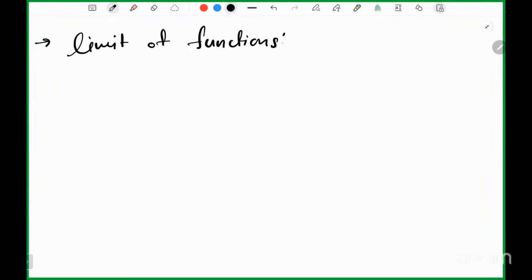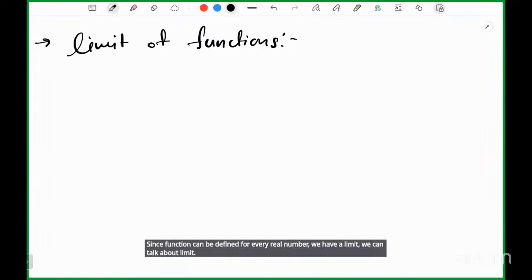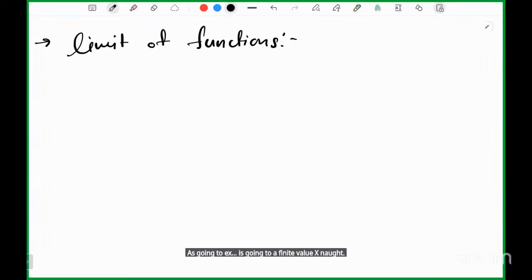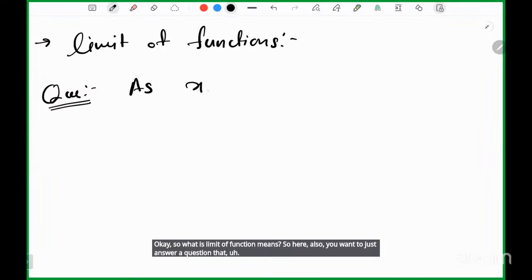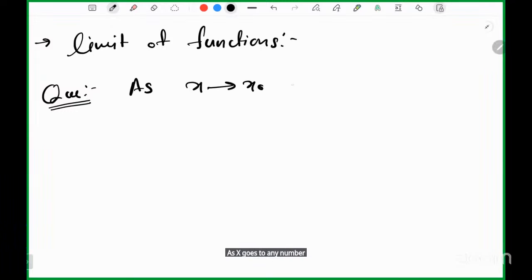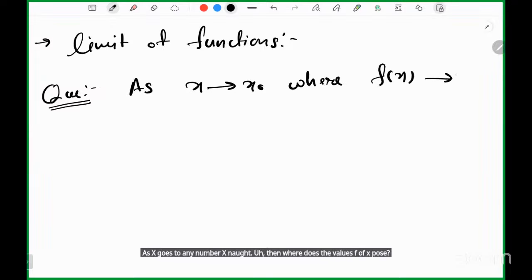So limit of functions means here also we want to answer the question. Since a function can be defined for every real number, we can talk about the limit as x is going to a finite value x naught. So what does limit of a function mean? Here also we just want to answer the question: as x goes to any number x naught, where do the values f of x go? Is it f of x naught?